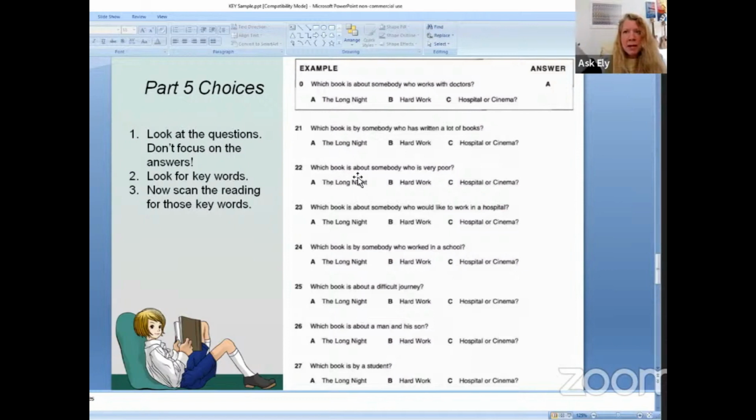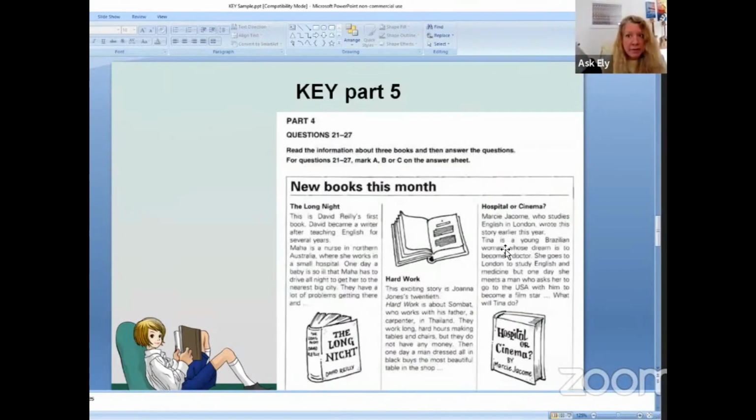Which book is about somebody who is very poor? Now, which one? You have a choice. You're choosing one, and the word is poor, right? That's the important word. And what are other words that mean poor? You're poor, you don't have any money. Money. This whole thing is about money today. Okay, so if this person's poor, they don't have any money.